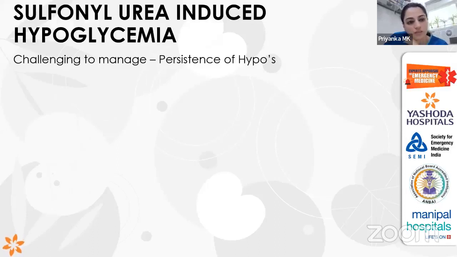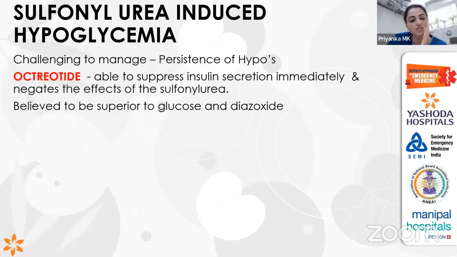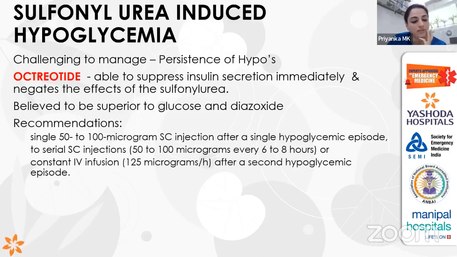I'd like to specially mention sulfonylurea-induced hypoglycemia, because this is a very common ED presentation. It's challenging to manage because the patient will have persistent hypoglycemic episodes. Octreotide is a somatostatin analog, and it is able to suppress insulin secretion immediately, and it tends to negate the effect of sulfonylurea. It is believed to be superior to glucose and diazoxide. The recommendation is a single 50 to 100 microgram dose after a single hypoglycemic episode.